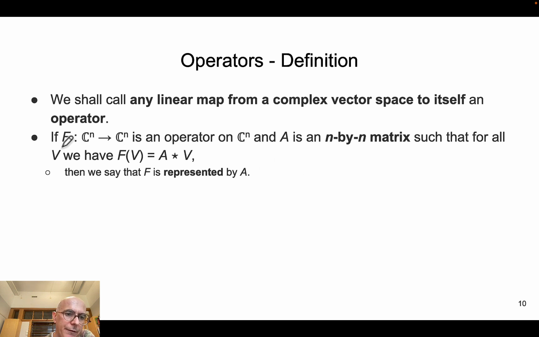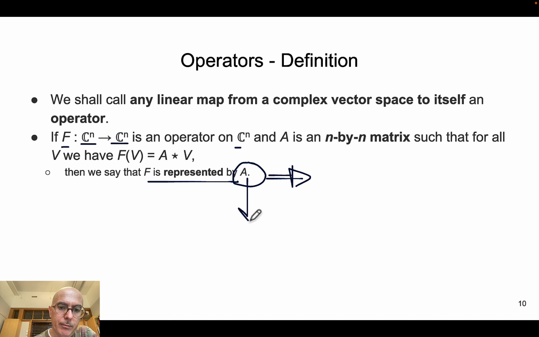So if F, our linear map from C^n to C^n, is an operator on C^n, and A is an n by n matrix such that for all V we have F of V equal to A multiplied by V, then we say that F is represented by A. This is an extremely important part for this course. We will express our quantum computing operator, or in many cases a quantum gate, with the matrix A, and this will represent our operator acting on a certain vector that will represent the quantum state.